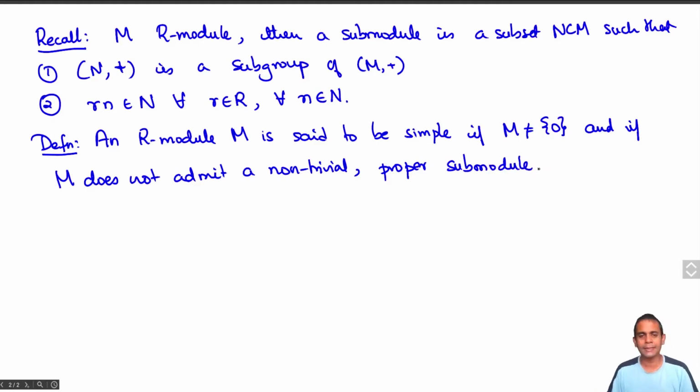Okay, so for example, Z mod 2Z is a simple Z module, whereas Z mod 8Z is not a simple Z module because it admits non-trivial proper submodules. Okay, and now we can define the main object of this lecture, namely a composition series.